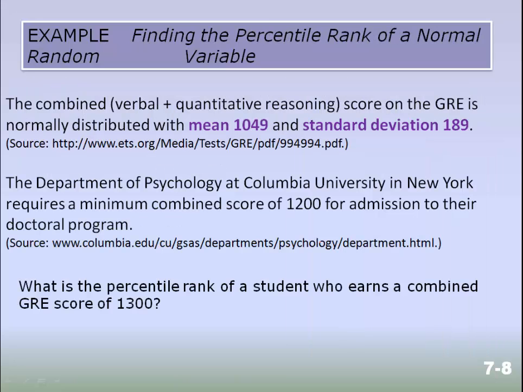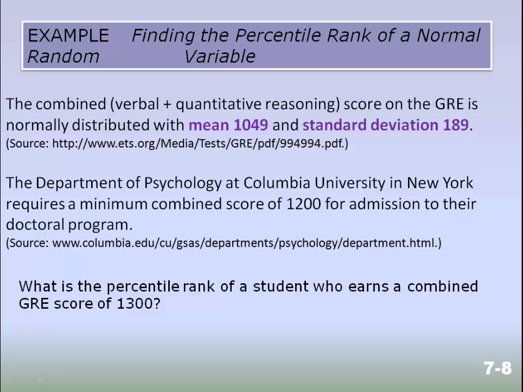The combined score, which is verbal plus quantitative reasoning, on the GRE is normally distributed with a mean of 1,049 and a standard deviation of 189. The GRE is a graduate school test somewhat similar to SATs that some of you may have taken. The Department of Psychology at Columbia University in New York requires a minimum combined score of 1,200 for admission to their doctoral program. What is the percentile rank of a student who earns a combined GRE score of 1,300?